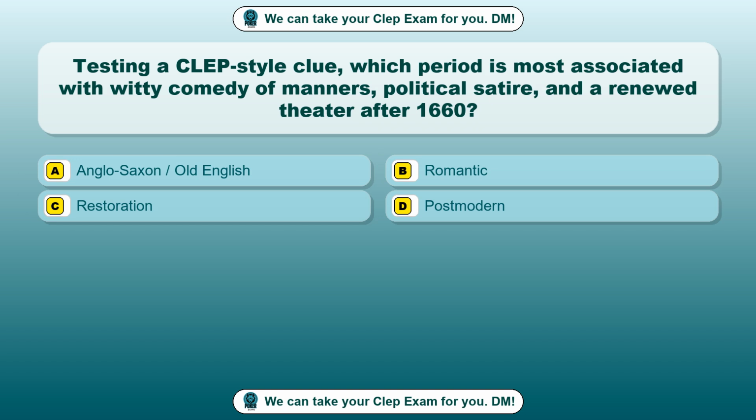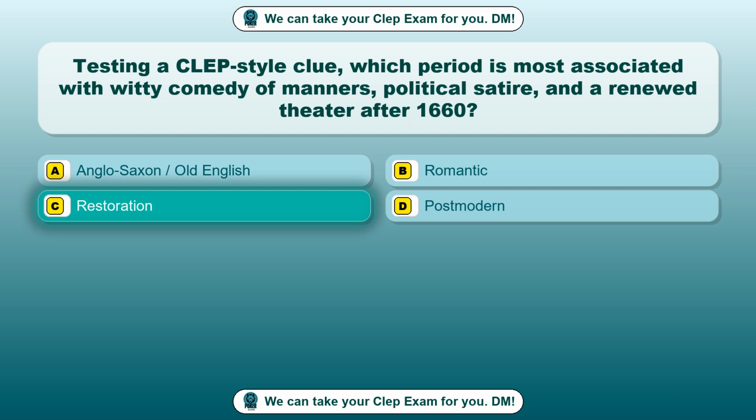Question 30. Testing a CLEP-style clue, which period is most associated with witty comedy of manners, political satire, and a renewed theatre after 1660? Option A, Anglo-Saxon/Old English. Option B, Romantic. Option C, Restoration. Option D, Postmodern. The correct answer is option C, Restoration.